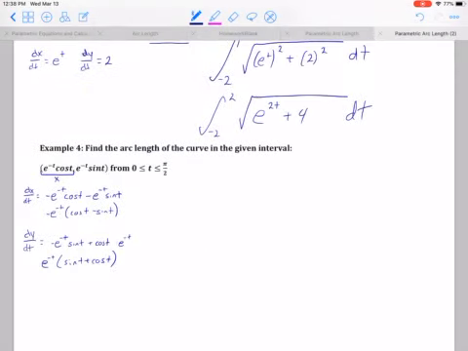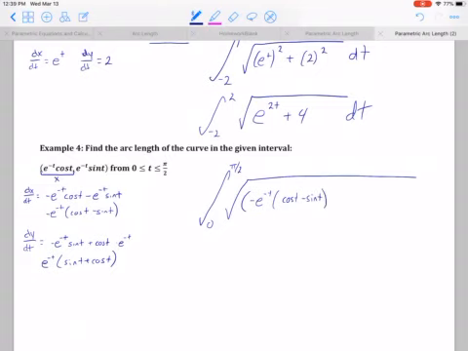So now I can write my integral. It's going to be the integral from 0 to pi over 2, big old square root, dx/dt squared plus dy/dt squared dt.